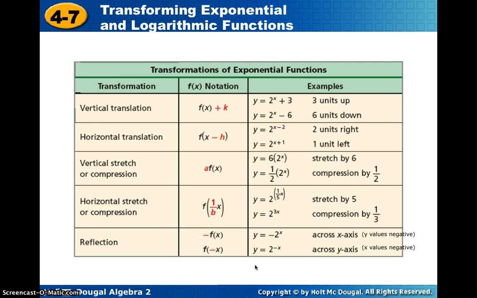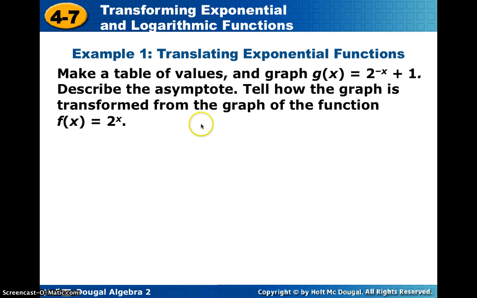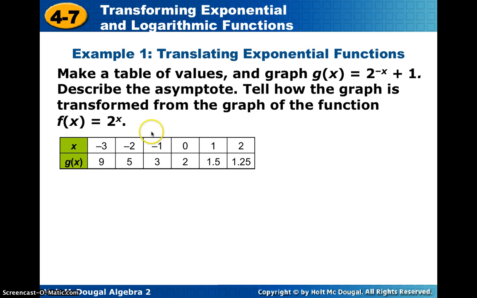Let's look at an example. Let's see if we can make a table of values and graph this function g of x. We can describe the asymptote and then tell how the graph has changed from the original function. So first of all, I can just make a t-table of values here and plug into the function g of x. If I plug in negative 3 into this function for x, I would have 2 to the negative negative 3. That turns to plus 3, so 2 to the 3 is 8. Plus 1 is 9, and I can see I have all these values.